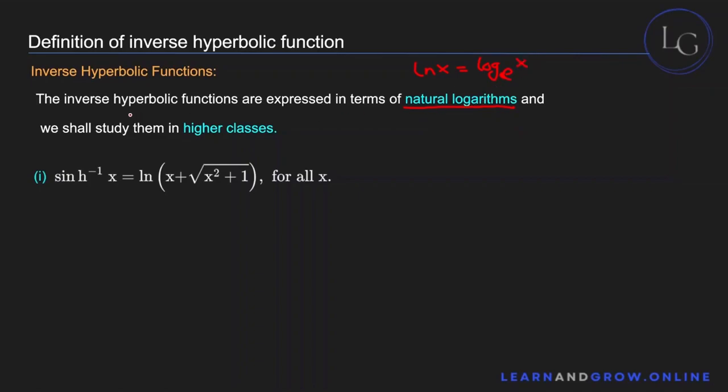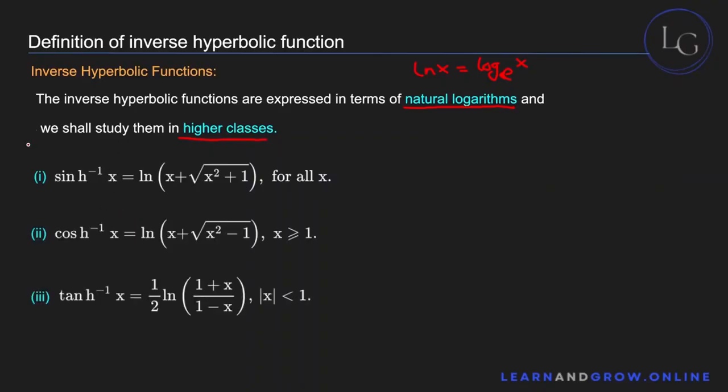So the inverse hyperbolic functions are expressed in natural logarithms, and again, like I just said earlier, we shall just study them in higher classes, honestly. But just a brief overview of what it is. Here, you have sine hyperbolic inverse of x. That is the natural logarithm of x plus under root x squared plus 1, right? And the domain of this function is all real numbers, right?